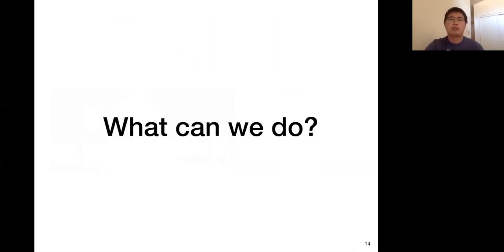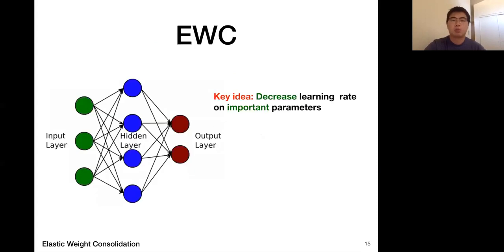So what can we do to make the neural network models work under the lifelong learning setting? There are some previous works. One way is that maybe we can adjust the learning rate for the parameters, and we decrease the learning rate of the parameters that are important for the previous tasks. This approach is called EWC.